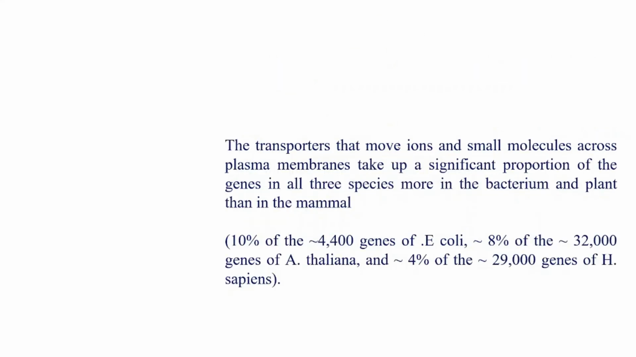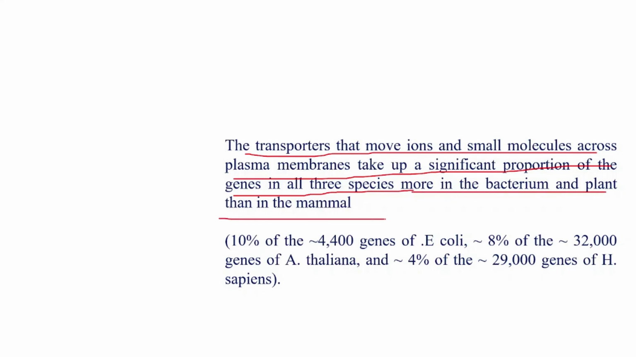Another example is that the transporters that move ions and small molecules across the plasma membrane take up a significant proportion of the genes in all three species, more in bacteria and plant than in mammals. So there is a fraction of the genome which is involved in transportation of ions and small molecules across the plasma membrane, and that fraction is about 10% in E. coli, 8% in Arabidopsis thaliana, and 4% in Homo sapiens.